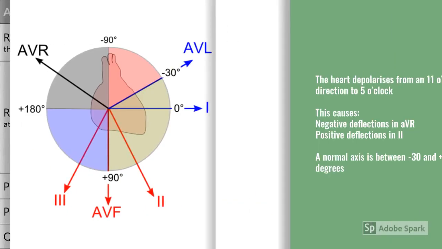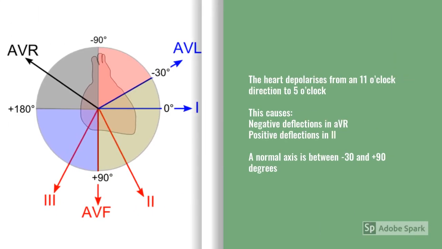So after we've looked at rhythm, we need to look at axis. Now, axis is essentially the direction the heart is depolarizing in. As you can hopefully appreciate, the heart depolarizes in a direction starting from 11 o'clock down to 5 o'clock. The SA node is in the right atria, so that's the superior and right-sided aspect of the heart. And that's travelling down to the apex of the heart, which is in the inferior left aspect of the heart. So a normal axis can be anything between minus 30 degrees and plus 90 degrees, as shown in that picture there. And that just shows that the heart's depolarizing in an appropriate direction.